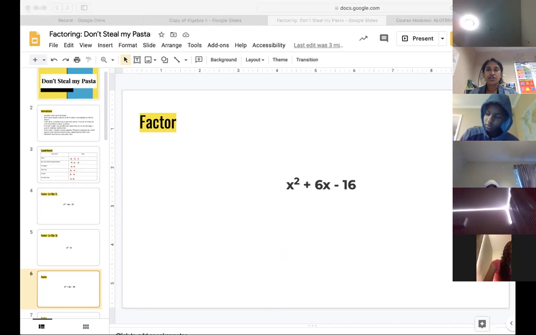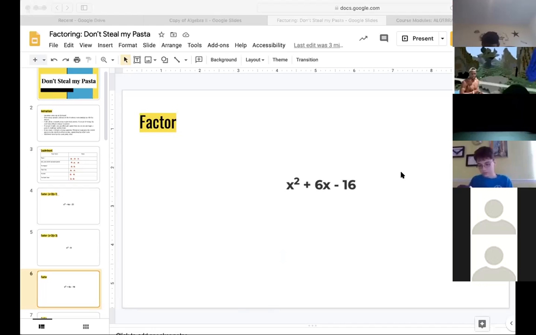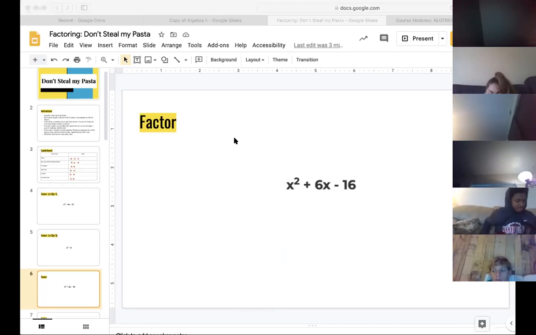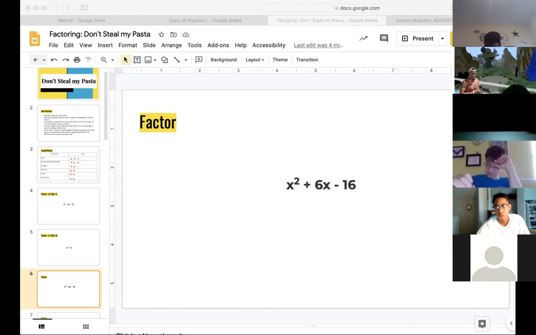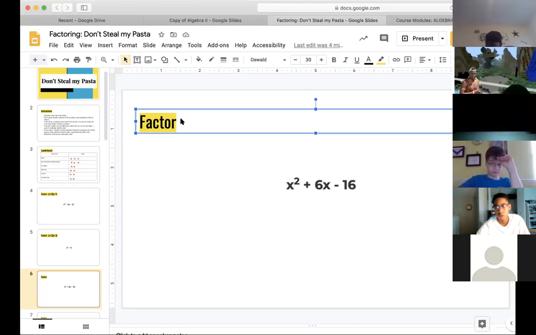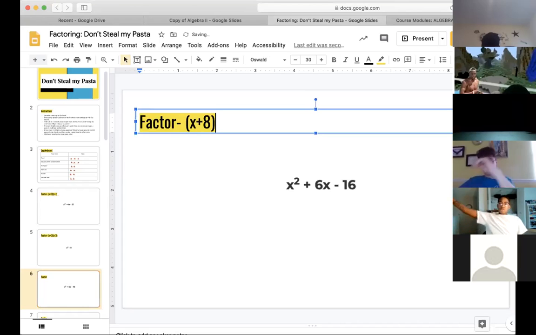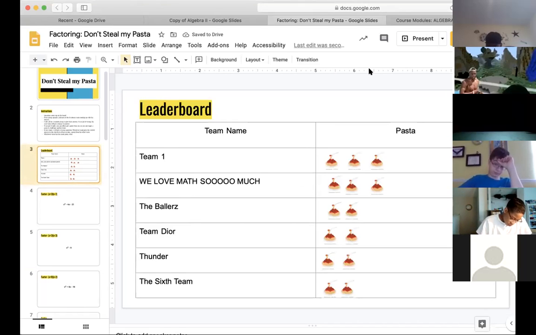All right, let's go ahead and get started. So, x squared plus 6x minus 16, how did you factor that, the sixth team? X plus 8, x minus 2. X plus 8, x minus 2 is absolutely correct. How do you want your pasta? We'll take from team 1. Want to challenge team 1? All right, team 1, you're getting challenged.